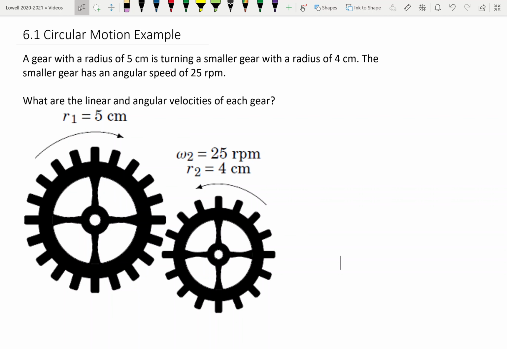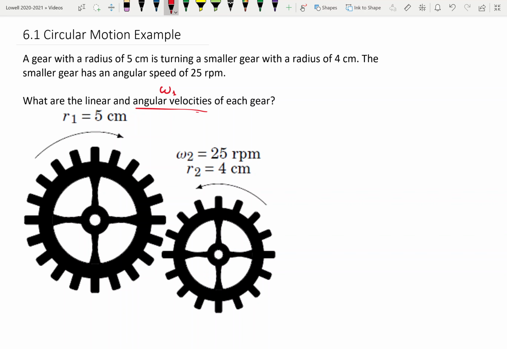Well, we already know, of course, the angular velocity of the smaller one. So really, the question is, find the linear velocities of each gear and the angular velocity of the one on the left. So I'm going to tackle the angular velocity first of that first gear. So I'm looking for omega 1 here. Well, we want to think back to our connections between angular and linear velocity, if possible.